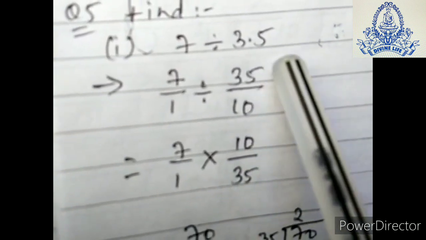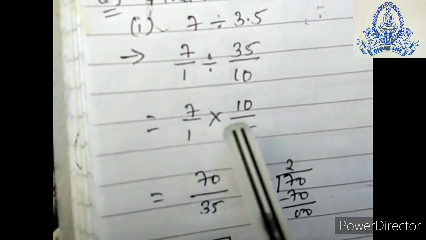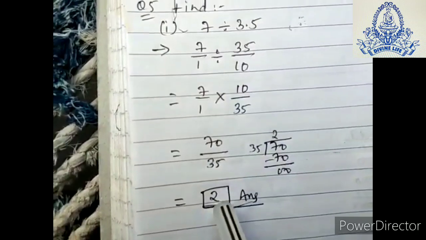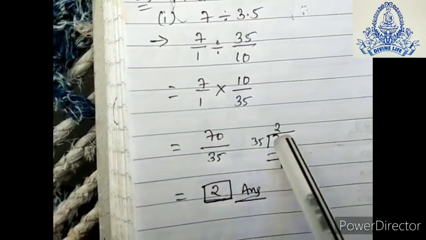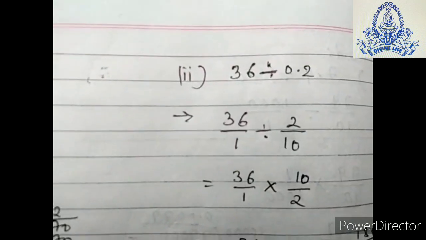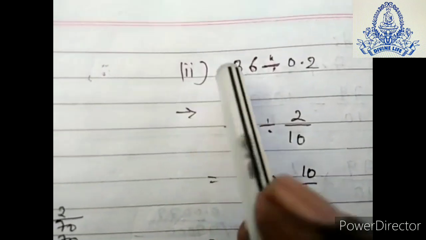Division will be converted into multiply. Numerator will become denominator and denominator will become numerator. So 7 upon 1 multiplied by 10 upon 35. 7 10 ja 70, 35 1 ja 35. So after dividing 70 by 35, 35 2 ja 70 we get the final answer of 7 divided by 3.5, which is 2. 35 2 ja 70. So the final answer is 2. Question number 5, second question, we will move on, student.